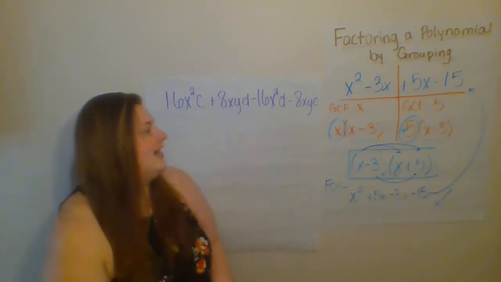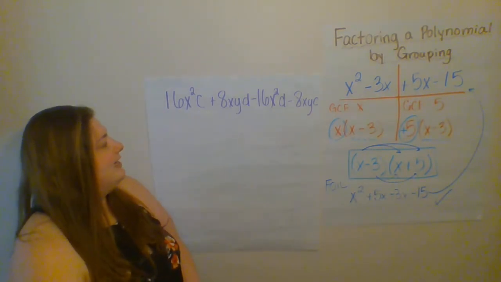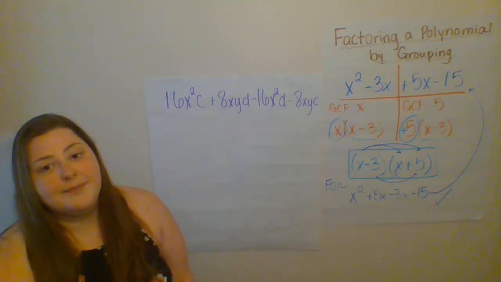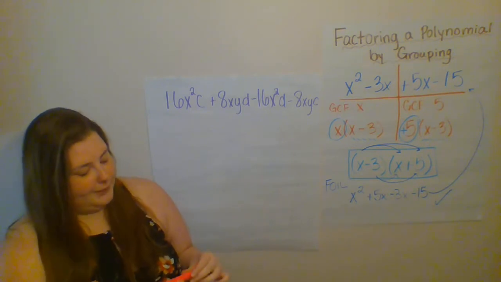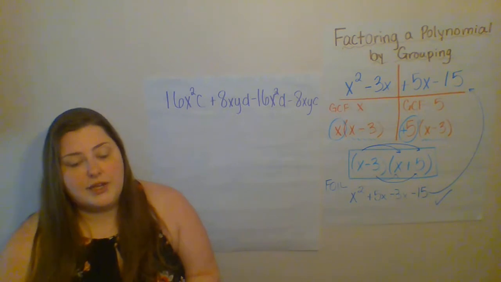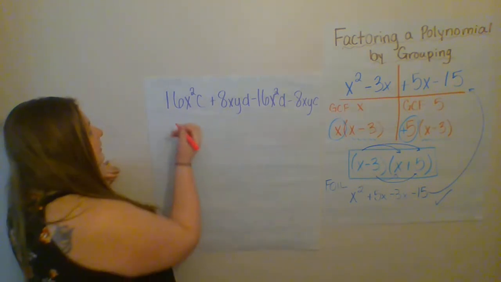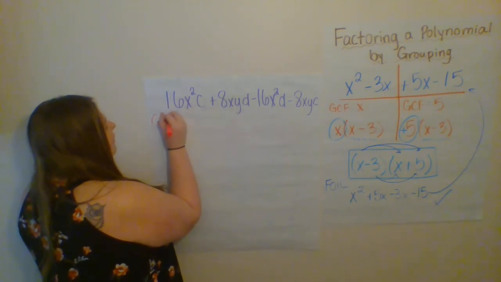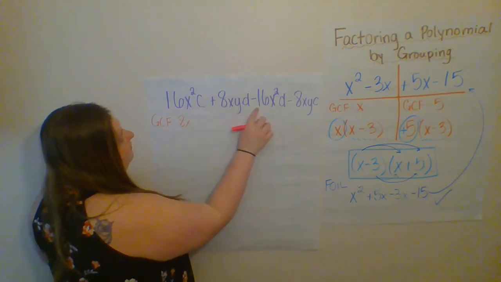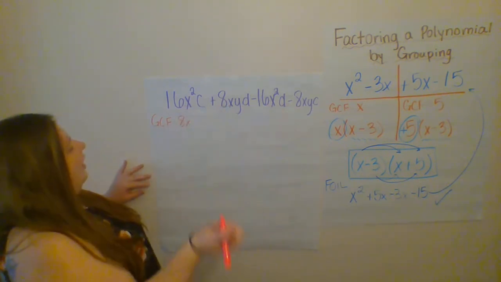Alright, so now in this second example, we have 16x squared c plus 8xyd minus 16x squared d minus 8xyc. This looks really crazy. So, when you are factoring polynomials, the first thing that you always want to do is look for a GCF. So in here, we can factor out an 8x because every term can be divided by 8, and every term has at least one x.